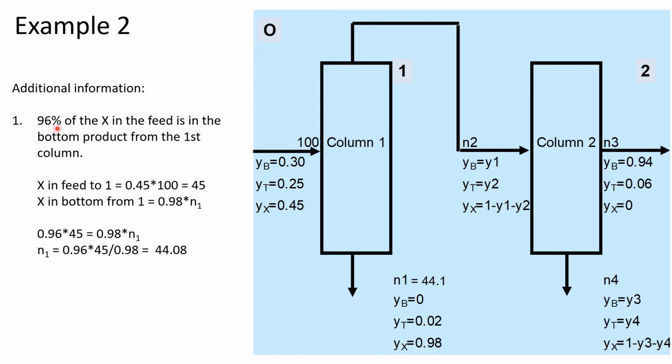We're told that 96% of the xylene in the feed, that would be 0.96 times 45, the amount of xylene in the feed, is going to be equal to the flow rate in the bottom from the first column, which is 0.98 times N1. This is an equation that we can solve for N1. We can find that N1 is 44.08, or to 3 significant figures, 44.1, and that number now has been put into our process flow diagram here as a value for N1.